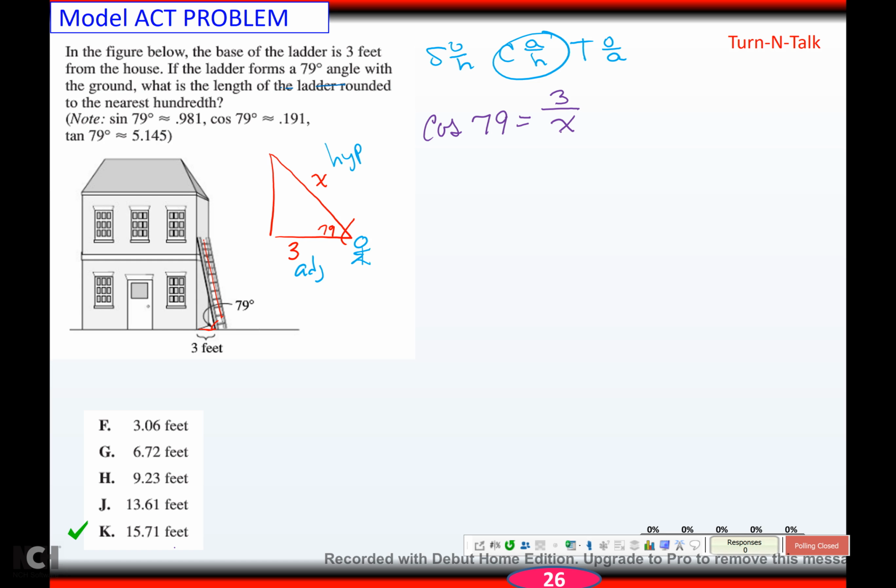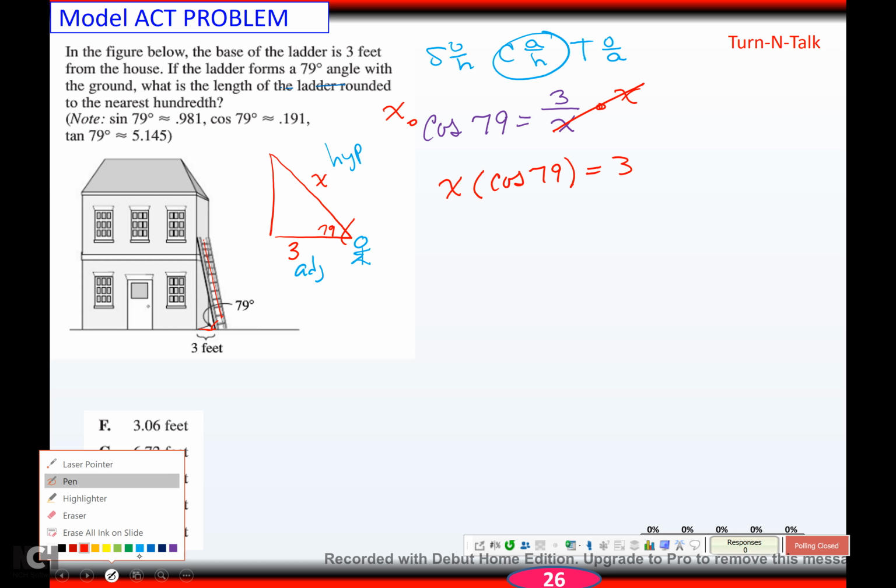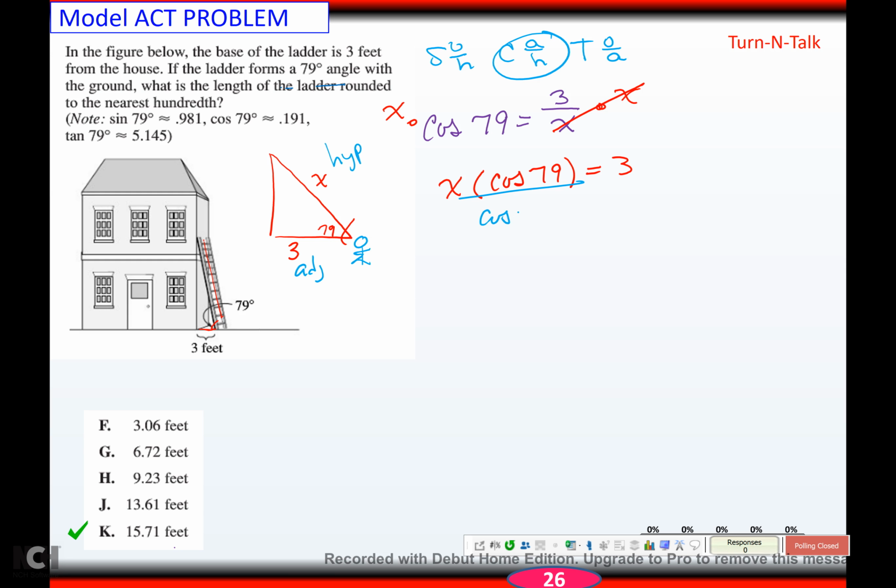Okay? So I'm going to try and get x alone. So first thing I'm going to do is multiply by x on both sides to get it out of the denominator. So that's going to give me x times cosine 79 degrees equal to 3. And now to get x alone, I'm going to divide by cosine 79 degrees. And I get x equals 3 over the cosine of 79 degrees, which is not one of my answers.